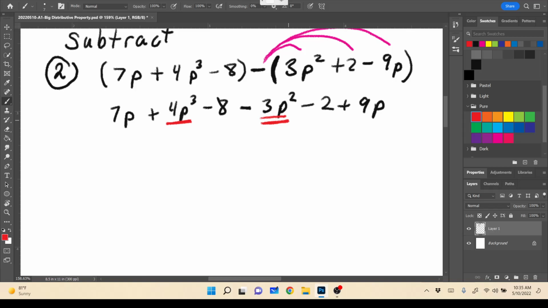And then 9P goes with 7P. Now these two do have friends.